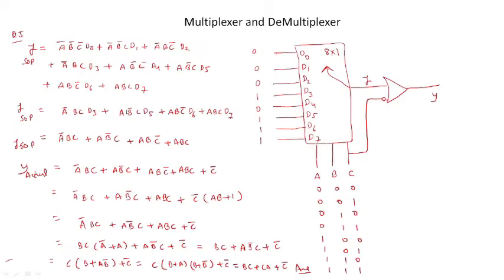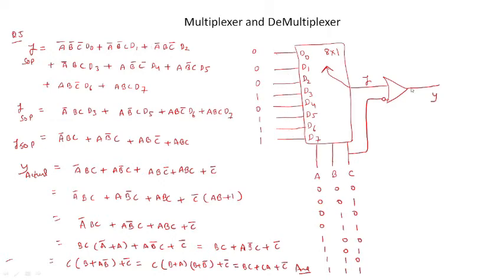Now the next problem is here that there is an 8 by 1 multiplexer and one select line is again going to the OR gate. It is having a NOT gate also. Here we have to find the value of Y. Because it is an 8 by 1 multiplexer, there will be 3 select lines and these are the input lines.